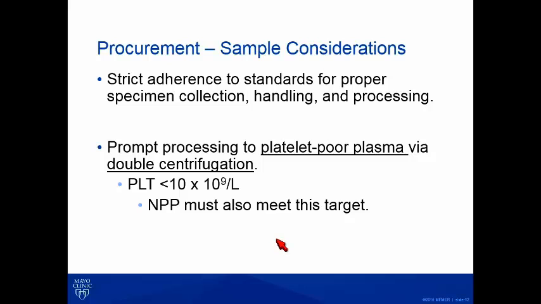So how about the sample? Strict adherence to the standards for proper specimen collection, handling, and processing are absolutely critical for lupus anticoagulant testing. The sample that you collect should be processed promptly to platelet-poor plasma using a double centrifugation procedure to achieve a platelet count less than 10. And when you think about it, if you're doing a mixing step with normal pool plasma, your normal pool plasma that you use also has to meet that target, or else if you've got too many platelets in there, you're going to give that test a dose of phospholipid that you don't want to give it.